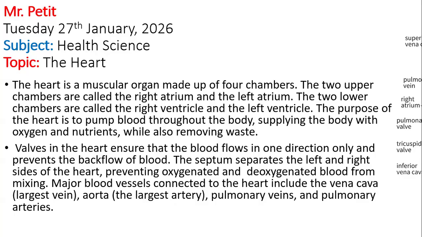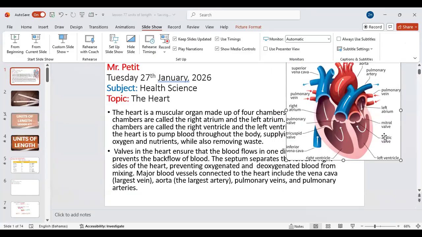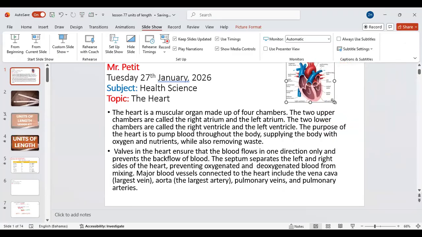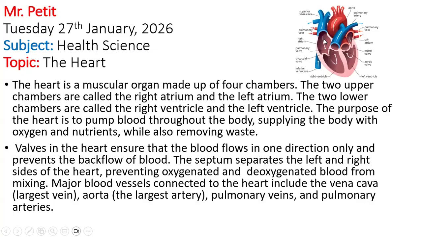So let me go ahead and show you all the picture. We have this diagram. Which region is going to be the first part where you're going to get the deoxygenated blood coming from the inferior vena cava and the superior vena cava? Which region is going to be that first region? The right atrium. Very good. The right atrium.